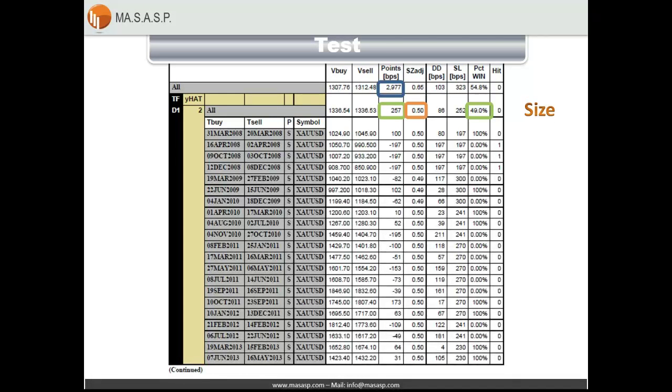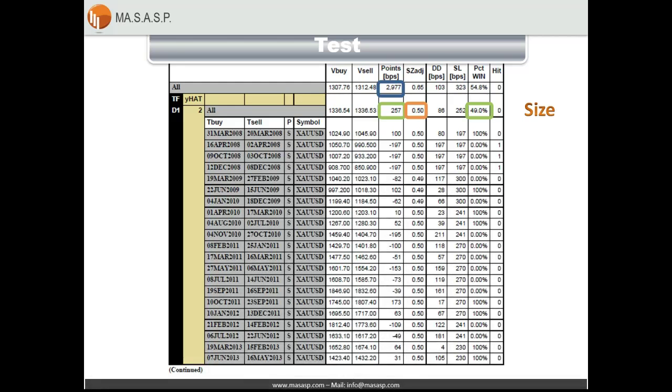Let's have a look at the columns in this record. The column points means the trade return in basis points. The column SZ means size. The figure highlighted in the orange circle is the position size of the trade. Finally, the Y-hat column, the yellow one, reports the voting of the base learners according to what has been presented in lesson 1.